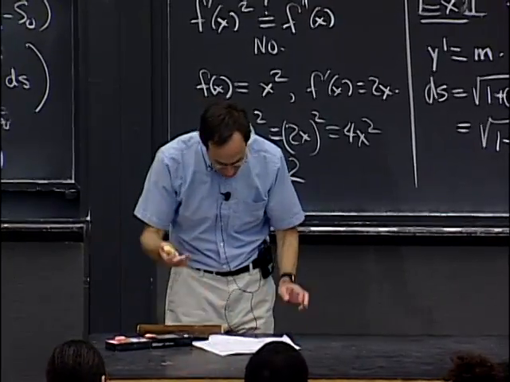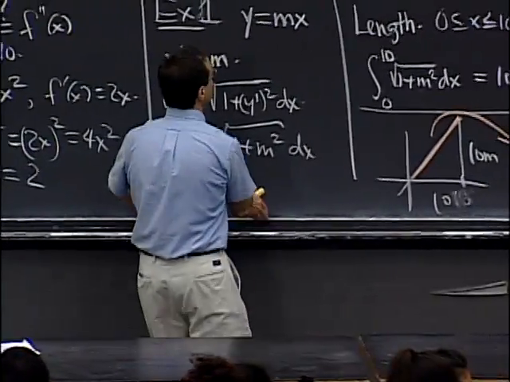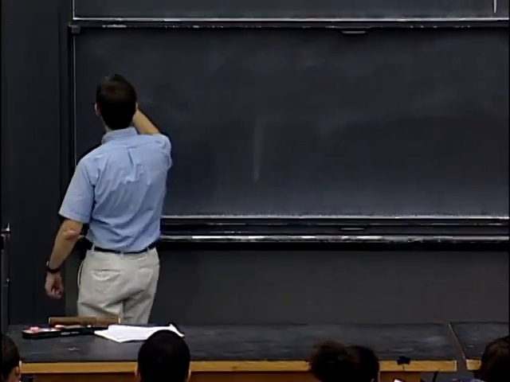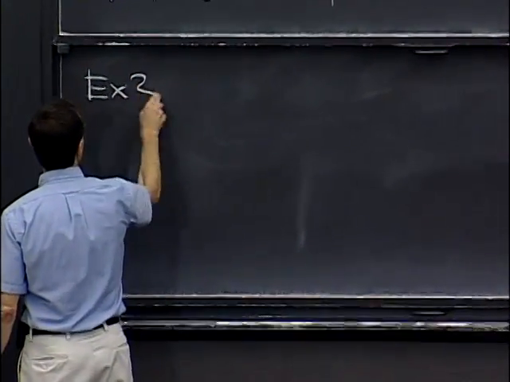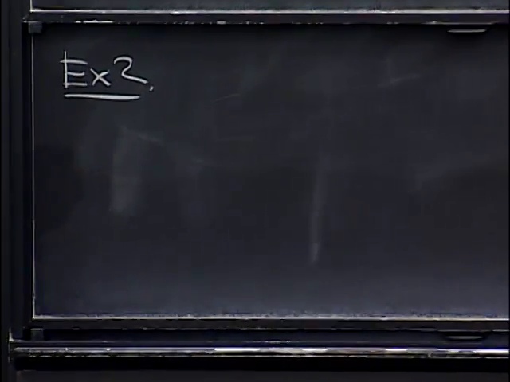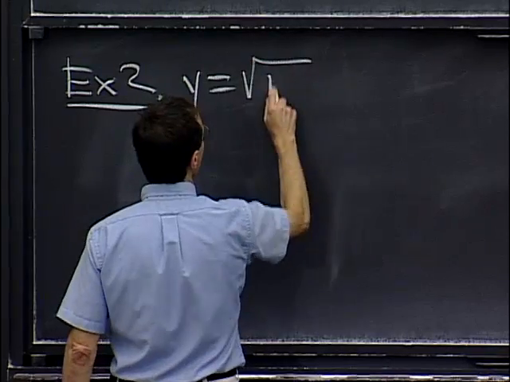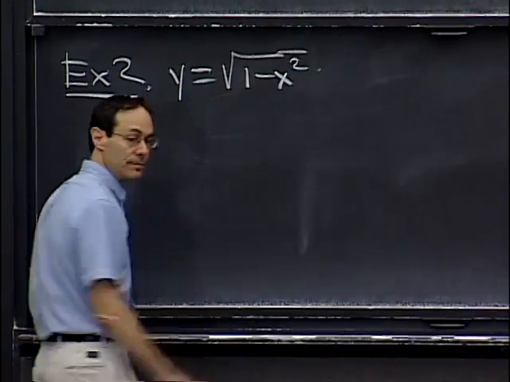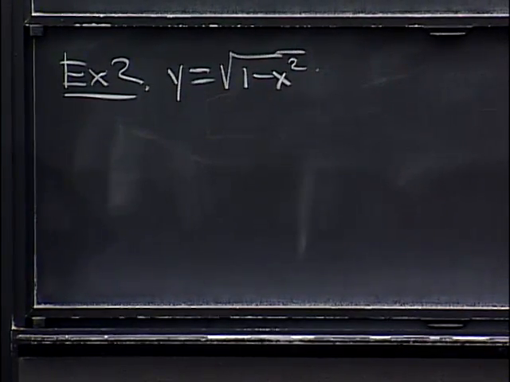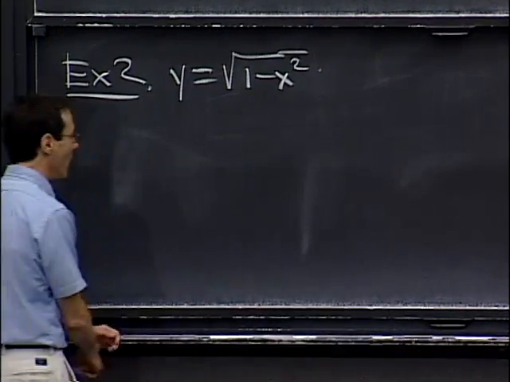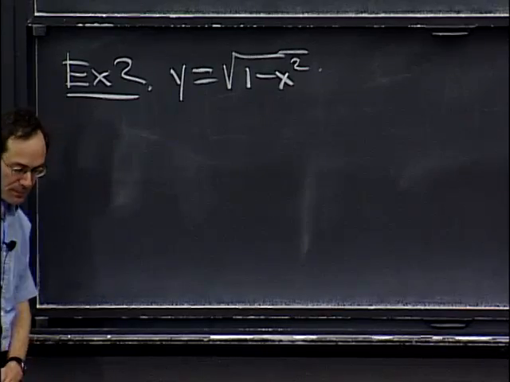Now, let's do something slightly more interesting. Our next example is going to be the circle. So y equals the square root of 1 minus x squared. That's, if you like, the graph of a semicircle.